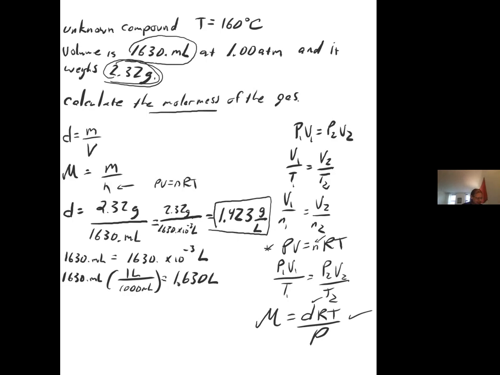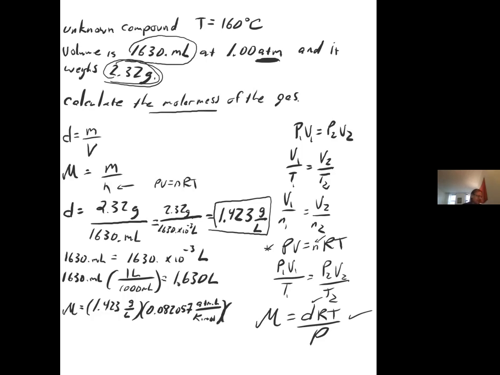So now your molar mass is your density, 1.423 grams per liter, times your R. Now, again, the way you determine which value of R is really given by the pressure. If this is an atmosphere, you want to use the value of R that has that unit, and that's the 0.08206 atmosphere liters per mole per kelvin.